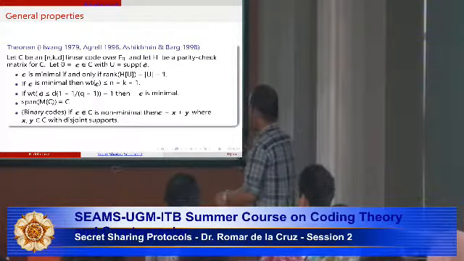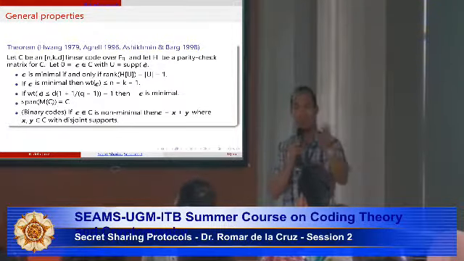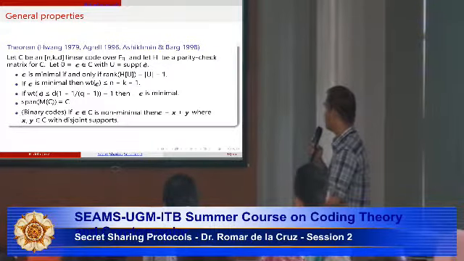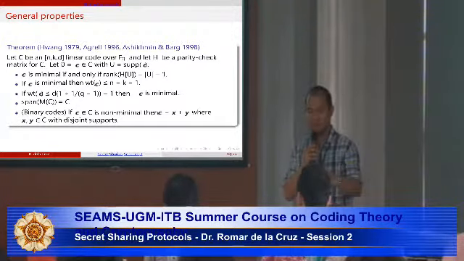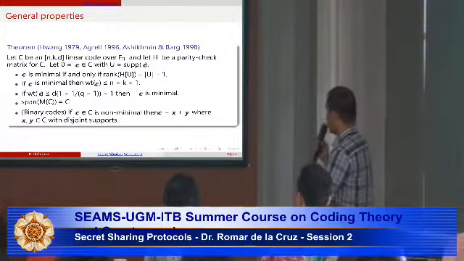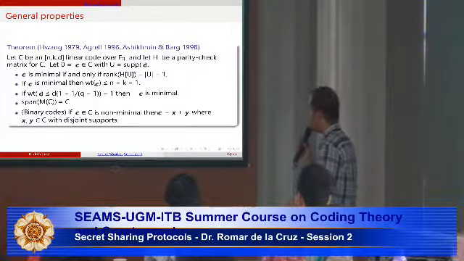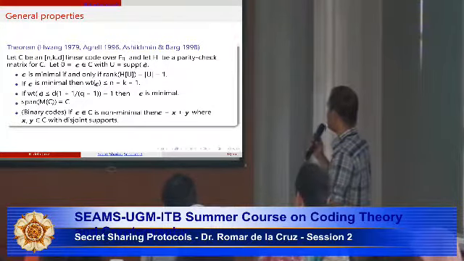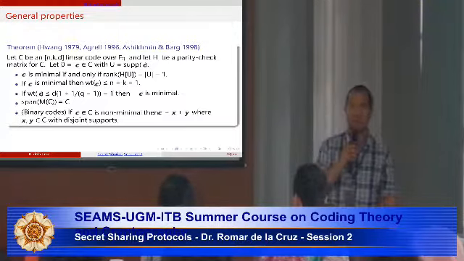Next property: the span of the set of minimal code words is the whole code. So each code word can be expressed as a linear combination of minimal code words. And then for binary codes, we have this property: if C is non-minimal, then you can write C as the sum of two code words with disjoint supports.